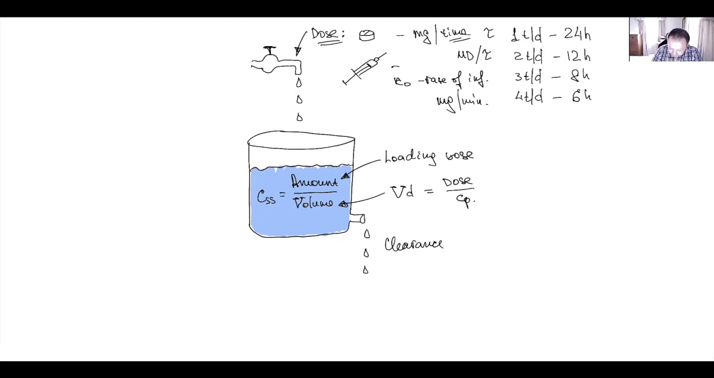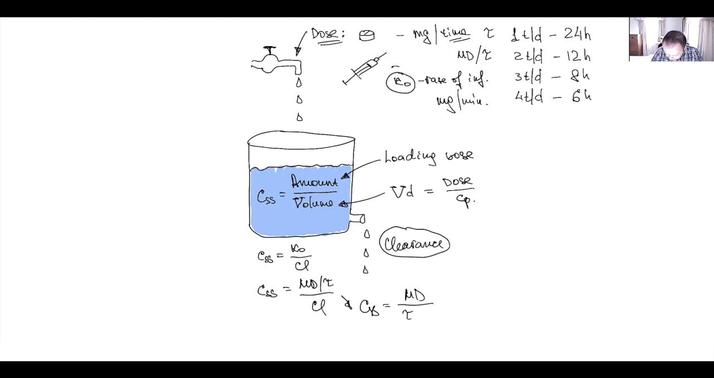So steady state concentration can be calculated either as K0 over clearance, or as maintenance dose over tau and over clearance. And this equation can be modified a little bit, and will be like maintenance dose divided by tau and multiplied by the clearance. So clearance can be calculated, once again, either from steady state concentration or from the half-life, which is 0.7 multiplied by volume of distribution and over clearance.